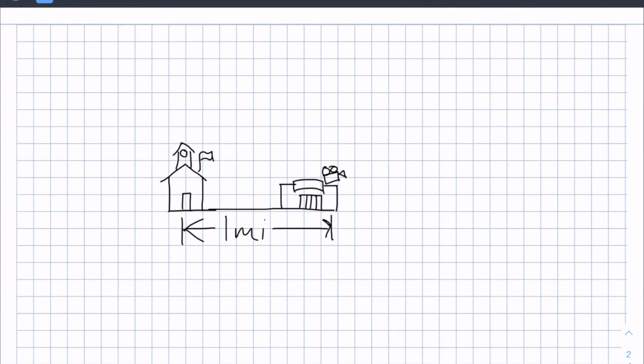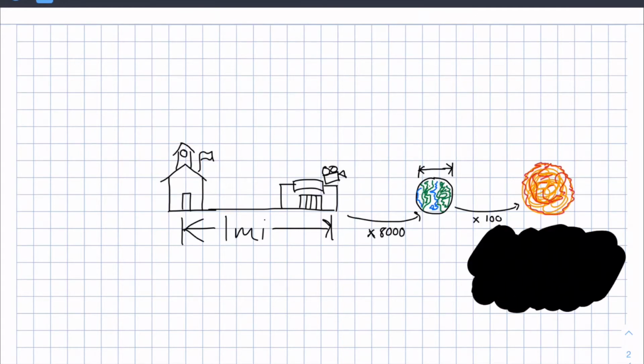The distance from Sherwood High School to the movie theater is about 1 mile. Now multiply that by about 8,000 and you have the diameter of the Earth. Multiply that by about 100, you get the diameter of the Sun. And then multiply that by 100 again, and you have the distance between the Earth and the Sun. But this is only half the problem.